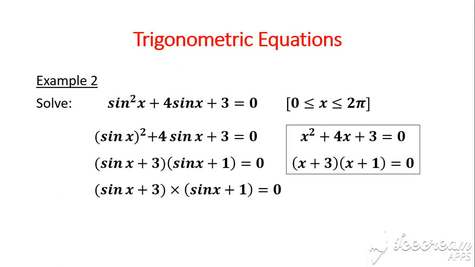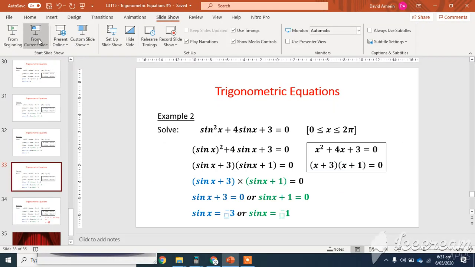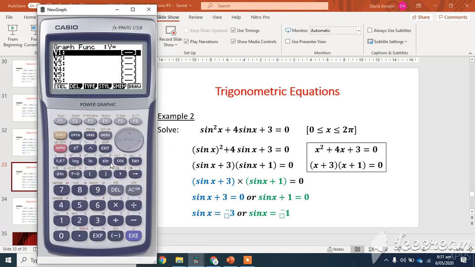Now, we should be able to say this is sine x plus 3 times sine x plus 1 equal to 0. When we have something times something equal to 0, we either have sine x plus 3 is 0, or we have sine x plus 1 is 0. Now, if we take each of these equations and pop the plus 3 on the other side to make sine x equal to negative 3, or sine x equal to negative 1. Once again, we've broken this complex equation up into smaller equations, and we can now work on our graphics calculator to solve each of these one at a time. So let's start off with sine x and put that equal to negative 3.